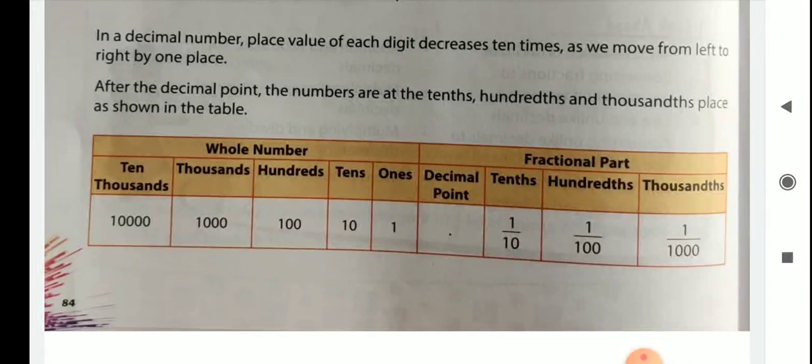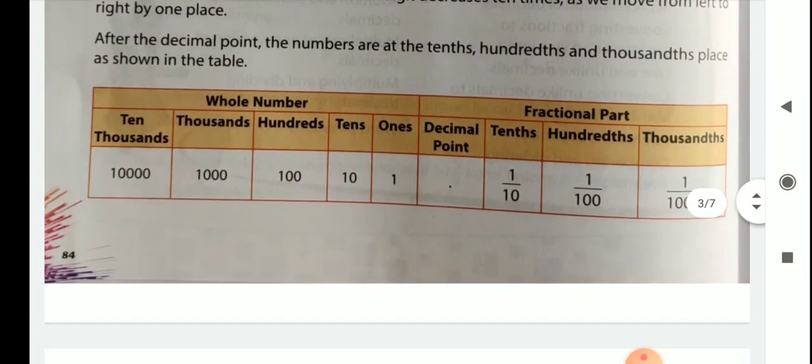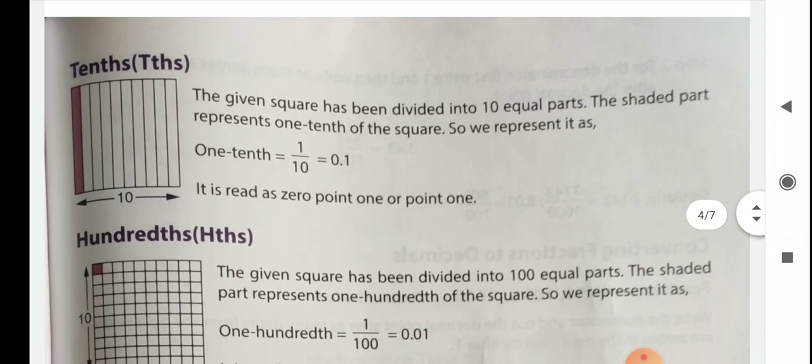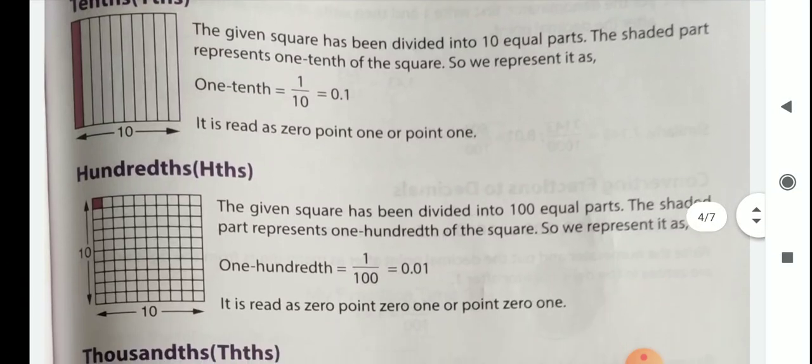On the left side of the decimal point we start from ones, you remember, and on the right side of the decimal point we start from tenths. Tenths means we write 1 by 10, hundredths means 1 by 100, thousandths means 1 by 1000. Okay. Tenths means 1 by 10, which is 0.1. Like this, hundredths means 1 by 100.